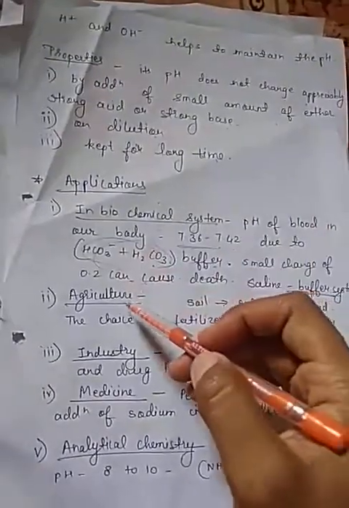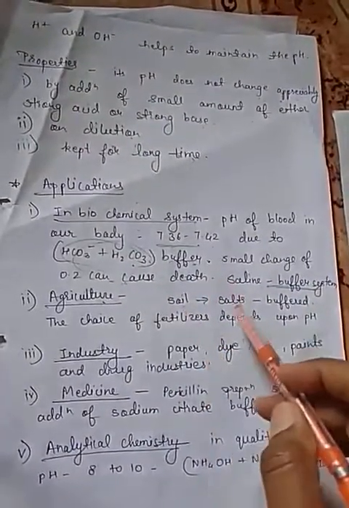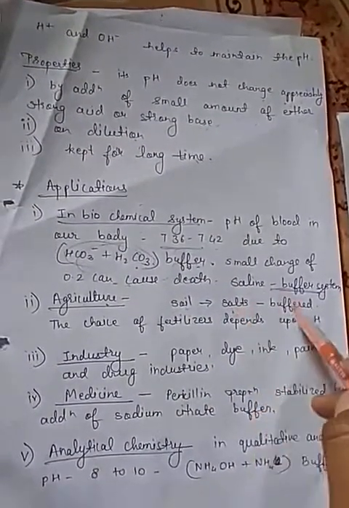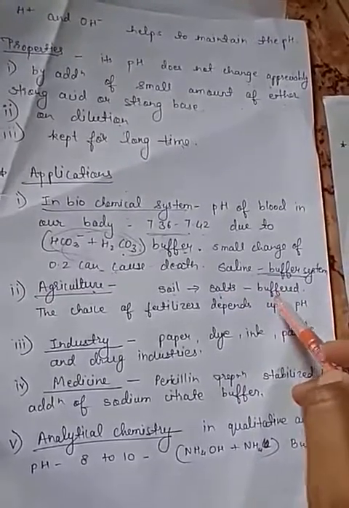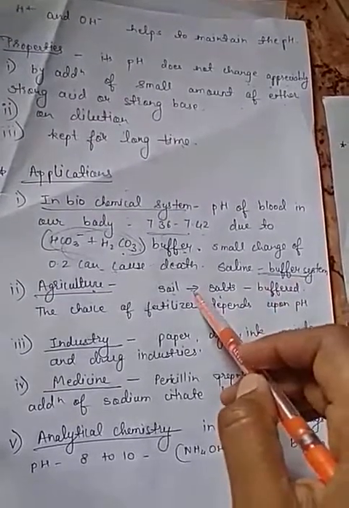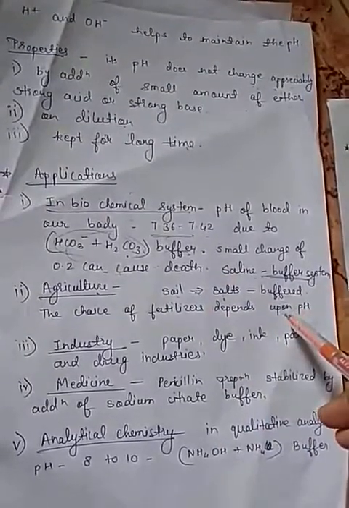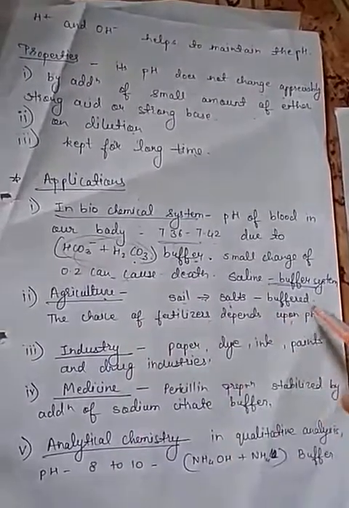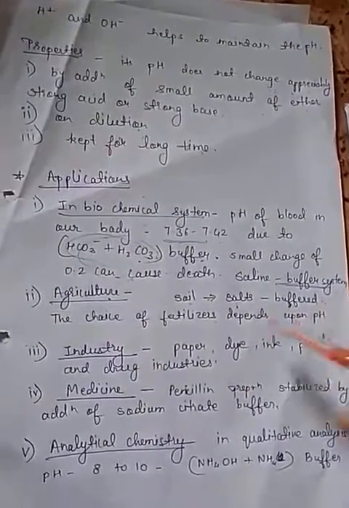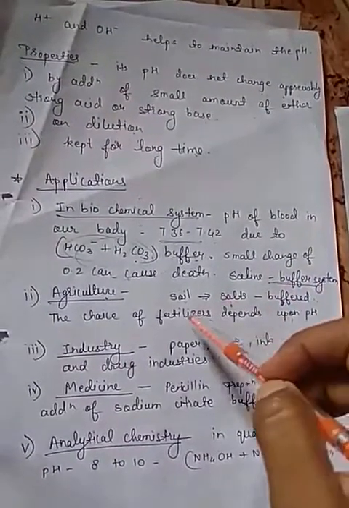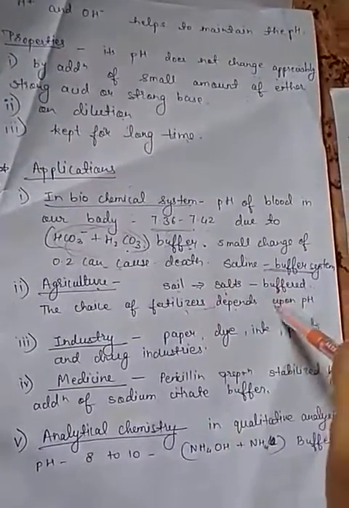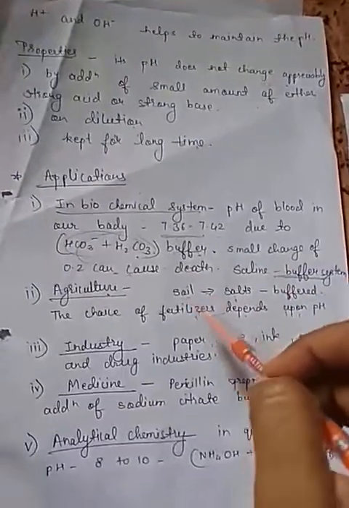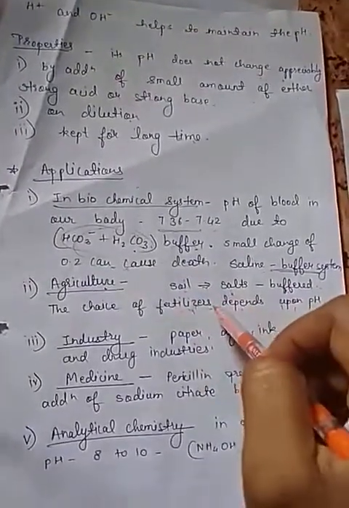The second application is agriculture. Soil consists of different salts. These salts act as buffers. Depending upon these buffers present in the soil, we can check the pH of the soil, and depending upon the pH of the soil, we can choose the fertilizers. For example, if the soil is acidic, we cannot make it more acidic because crops will not grow. So to maintain it neutral, we choose fertilizers accordingly: if the soil is acidic, the fertilizer should be more basic, and if it is basic, the fertilizer should be acidic.